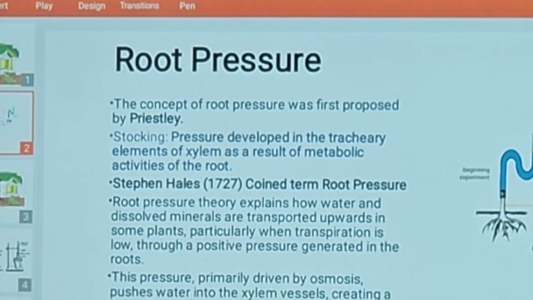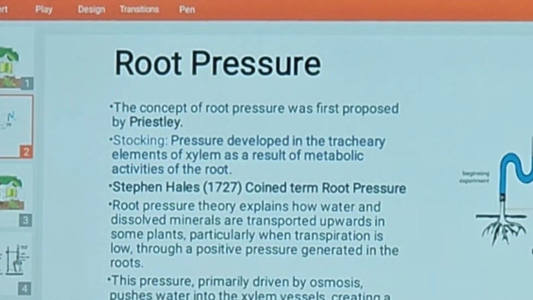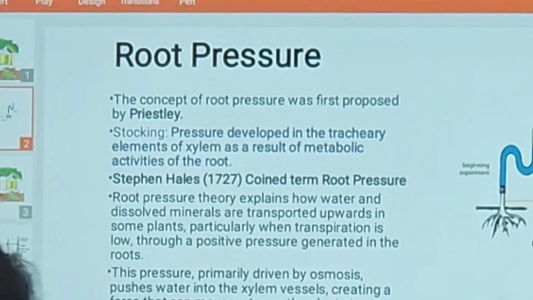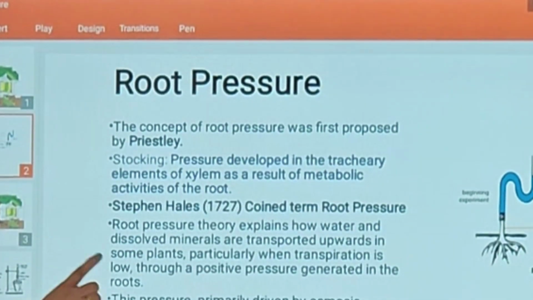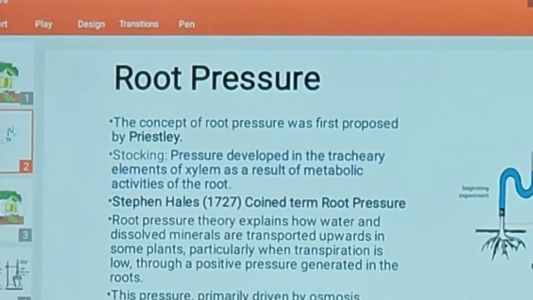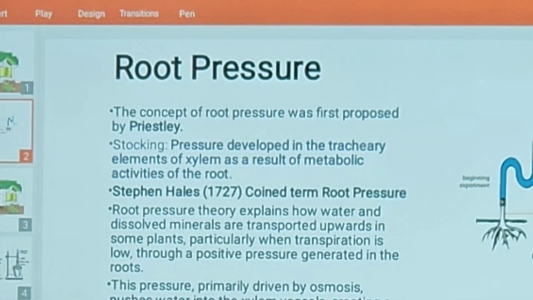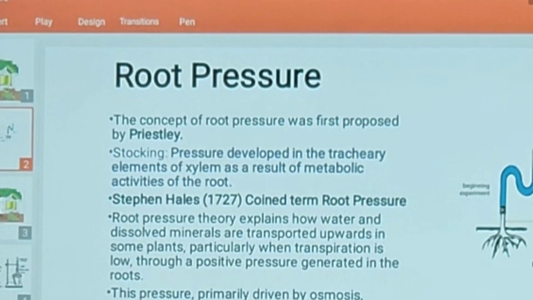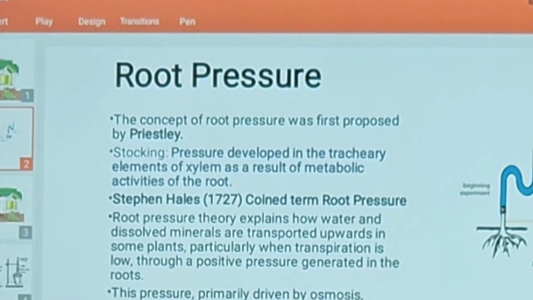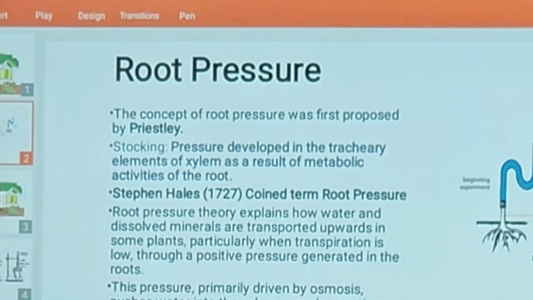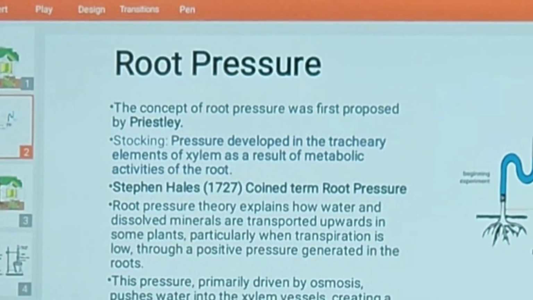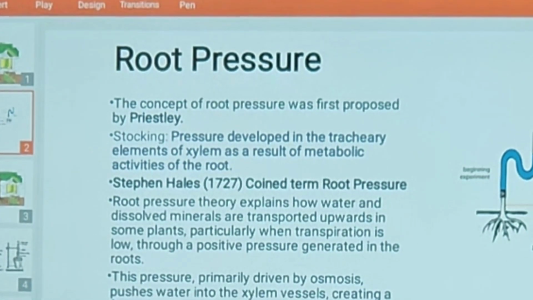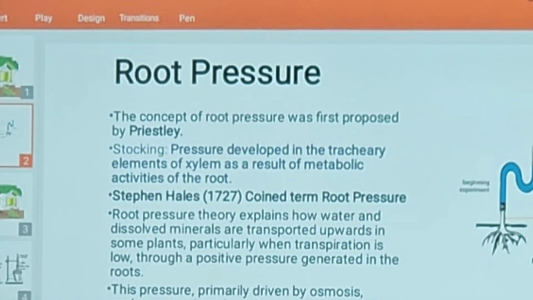The root pressure theory is an active process, and it explains how water and dissolved minerals are transported upward in some plants. Not in all, not in tall or large trees, but in small or herbaceous plants, particularly when transpiration is low, because when transpiration is low then it is difficult to move water with the help of transpiration pull. Then there is a positive pressure generated in the roots, and this positive pressure is known as root pressure, and this pressure is primarily driven by osmosis.